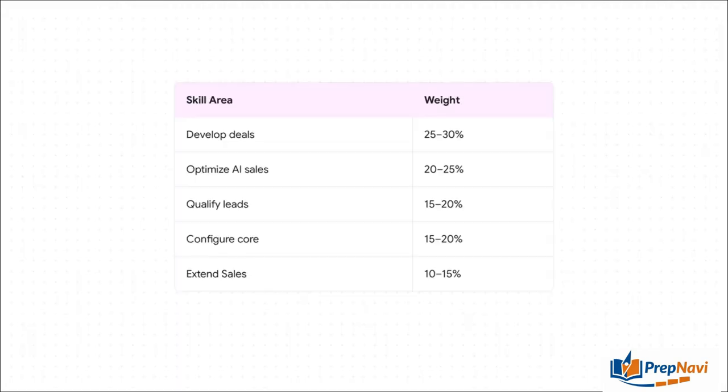Now, what's really interesting here is the incredibly heavy emphasis on intelligent research. Look at that top row. Developing deals by using intelligent opportunity research accounts for a massive 25 to 30% of your total score. It's literally the heaviest weighted section on the entire syllabus. A huge trap that candidates fall into is spending all of their study time over-indexing on basic core configurations, which, as you can see, is only 15 to 20%, while completely ignoring the deep dive into intelligent opportunity management. We're going to make sure you don't make that mistake.